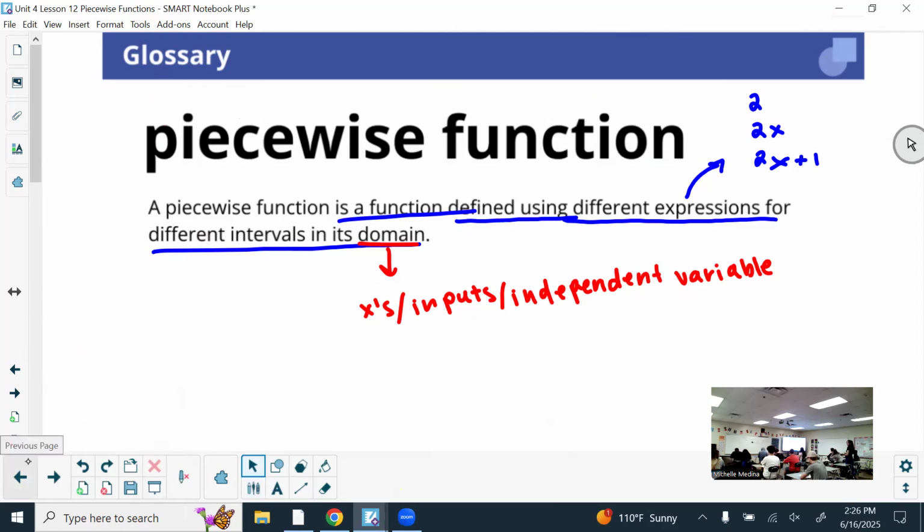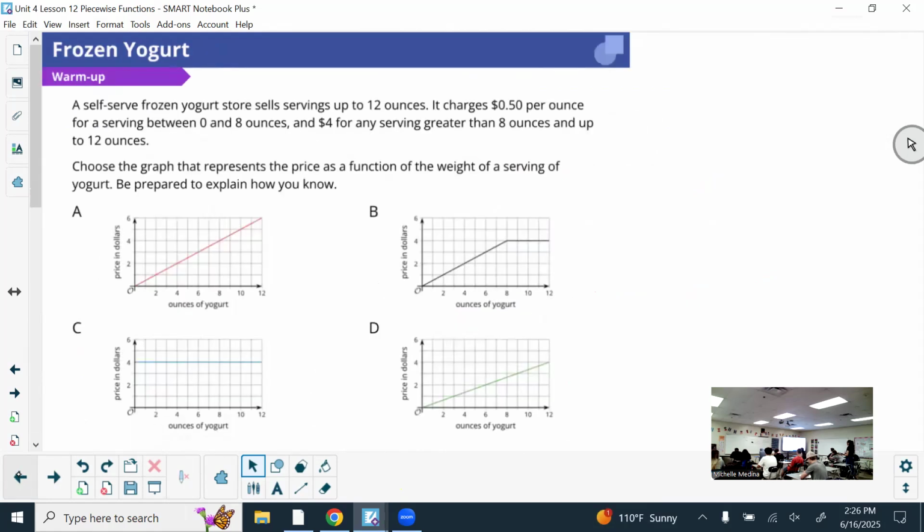All right, so going to the warm-up, this example. A self-serve frozen yogurt store sells servings up to 12 ounces. It charges 50 cents per ounce for a serving between 0 and 8 ounces, and $4 for any serving greater than 8 ounces and up to 12 ounces.